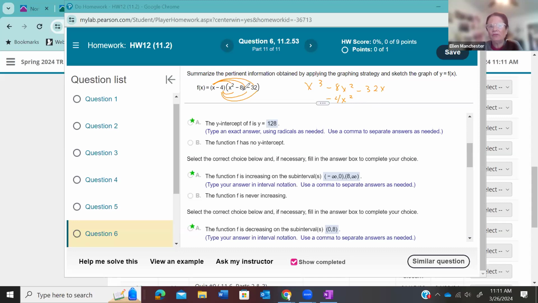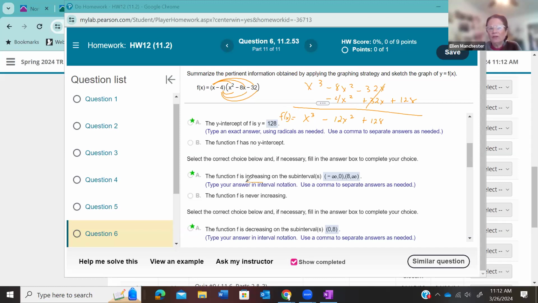And then I go -4 times -8x is a positive 32x. And then -4 times -32 is a positive 128. So I can really quickly add these together. x cubed minus 12x squared, the 32x goes away, plus 128. And all I've done is I've just renamed or simplified this factored form of the function.